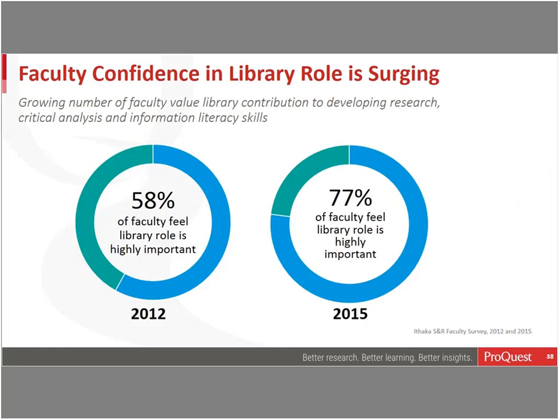So bottom line, faculty's confidence in the library's role is on the increase, which is great. In 2012, about 58% of faculty felt the library's role was important in terms of developing new skills for students. 3 years later, that percentage is almost 20% higher, so it's a good thing. So in 2018, maybe we'll see that go even higher.